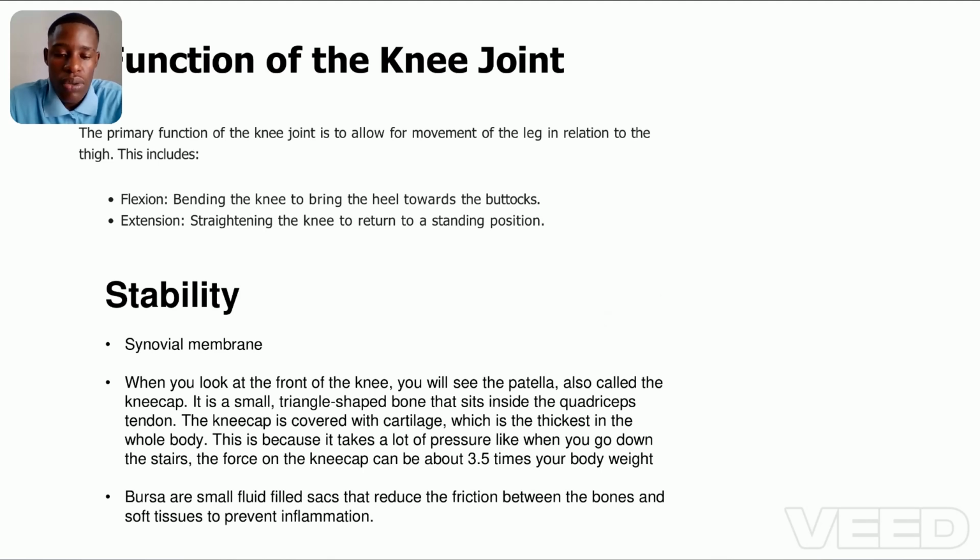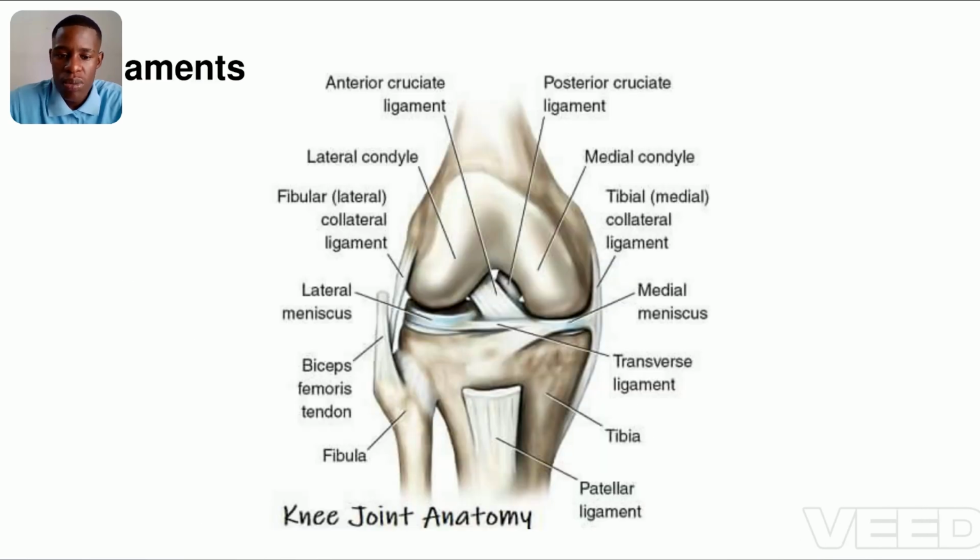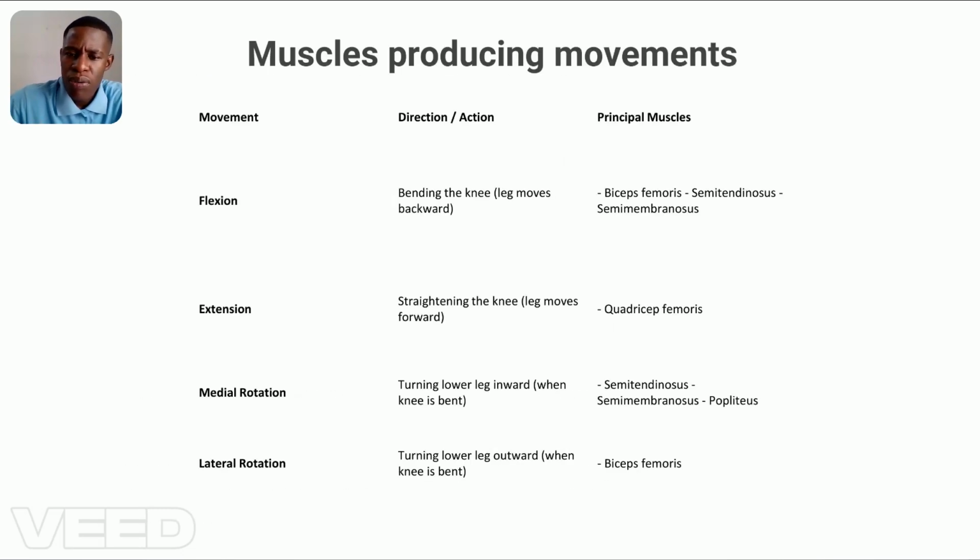Now, we also have a bursa. Bursas are small fluid-filled sacs that reduce friction between the bones and soft tissues to prevent inflammation. So bursas will be located mostly on the tibia to prevent inflammation, and they are small fluid-filled cavities.